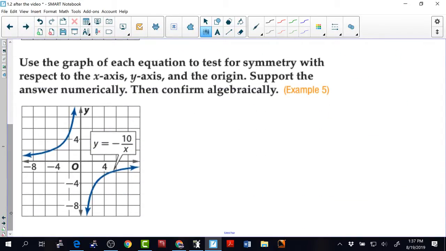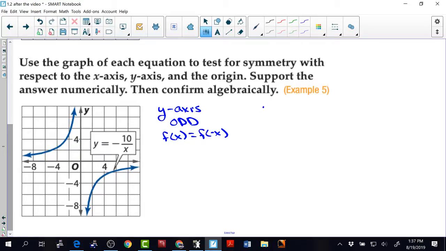Use the graph of each function to test for symmetry with respect to the x-axis, y-axis, and origin. Support the answer numerically. So if it's symmetric over the x-axis, that's an odd function. And f of x has to equal f of negative x.